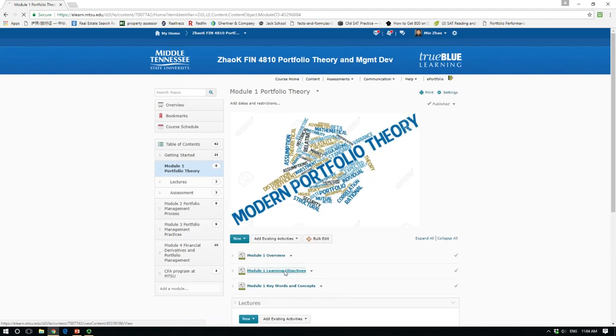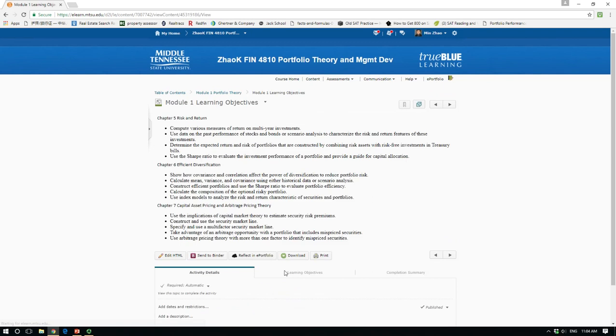Now let's take a look at the learning objectives. And here we have 3 chapters to cover, and for example, in chapter 5, risk and return, we have 4 different objectives to achieve. First of all, after you complete this chapter, you should be able to compute different measures of returns on multiple years investments. And also you should be able to use the data on the past performance of stocks and bonds to conduct so-called scenario analysis to analyze the risk and return of an individual stock or individual portfolio.